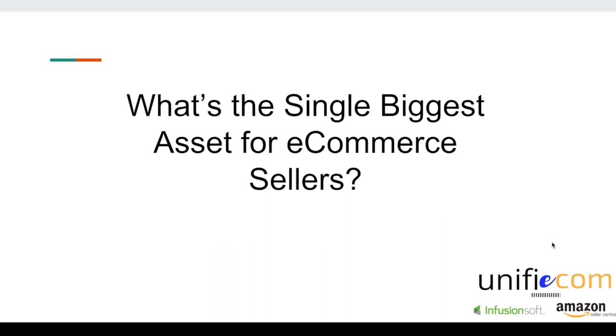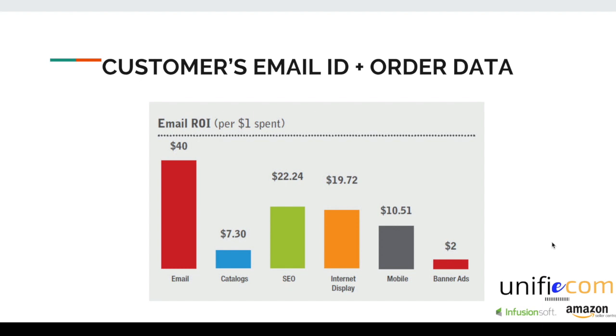So the single biggest asset for you as an e-commerce seller is the Amazon customers' real email ID. If you have real email IDs, you can do email marketing, and the statistics show that email marketing is still the single biggest factor in revenue generation. So the single biggest asset for us as an Amazon seller, as an e-commerce seller, is having the customer email ID and their purchase behavior, what orders they are buying and all those things.